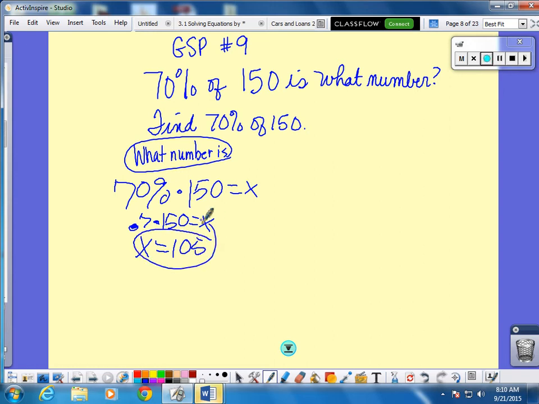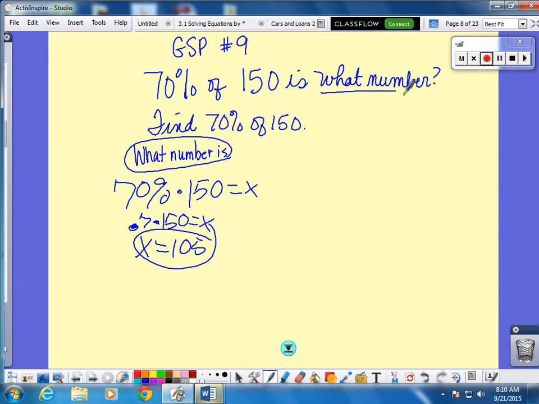You guys agree with 105? This easy stuff? Is it getting better? A little better? What's a good question? What's the hard part to understand? Do you understand how to set up the equation?